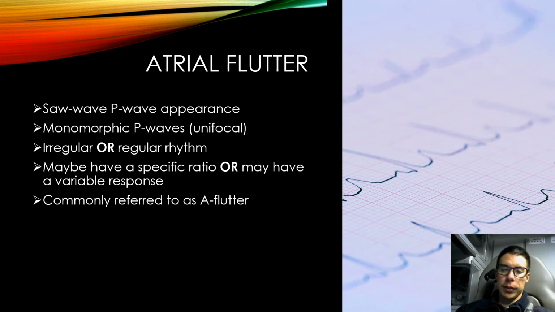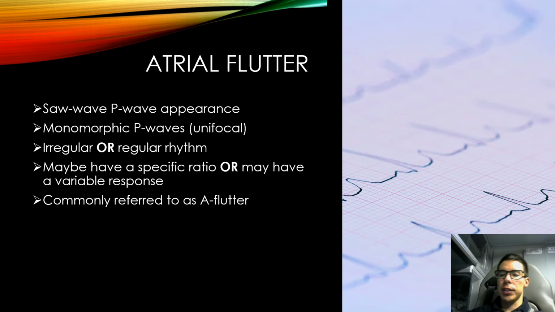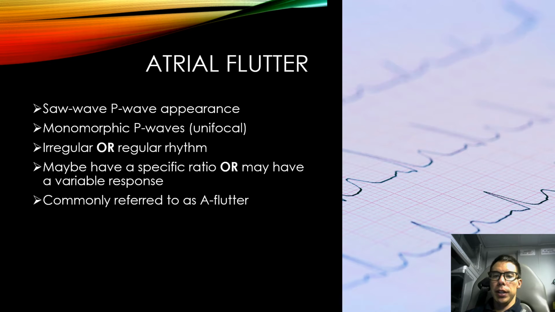So the AV node acts as the gateway to the ventricles, and it will say only so many can come through every however many beats. Or there can be the variable response where just randomly it'll let some through, but its job is to keep the ventricles from trying to hold the same pace as the atria, because that could be fatal depending on what it is. And it's commonly referred to as A flutter.